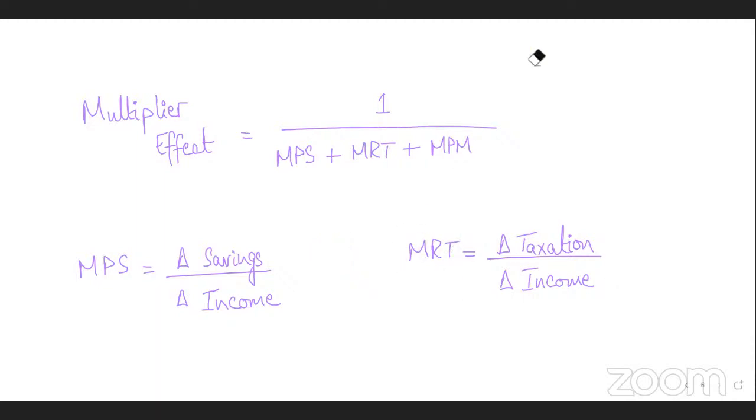And the third thing here is marginal propensity to import. What is marginal propensity to import? Marginal propensity to import shows how much will be the rise in imports when incomes in a country increase. So change in imports divided by change in income. That is marginal propensity to import. So if, let's say, this is 30%, right?